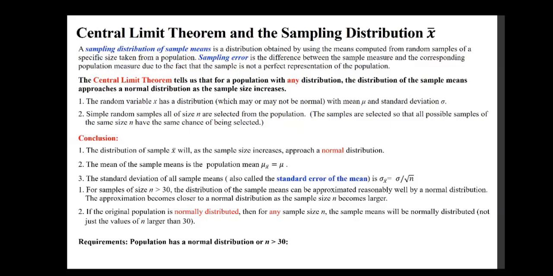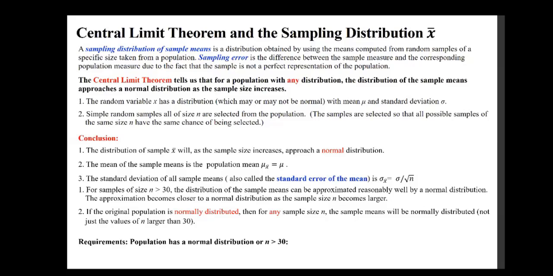The standard deviation of all sample means, also called the standard error of the mean, is sigma of x bar equals sigma over square root of n. For the sample size, n is larger than 30. The distribution of the sample means can be approximated reasonably well by a normal distribution, and the approximation becomes closer to a normal distribution as the sample size n becomes larger.